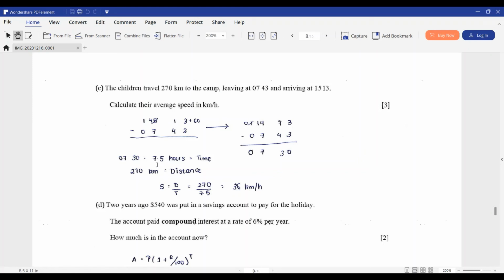And the distance is 270 kilometers. So we're going to write down the speed formula, distance over time. We're going to take 270 divided by 7.5. And the speed is 36 kilometers per hour.